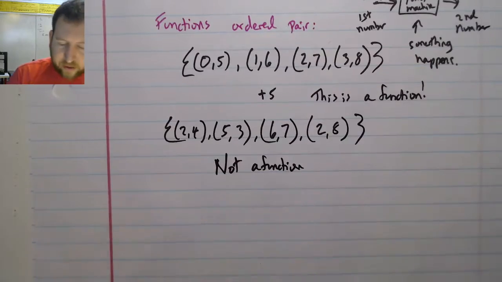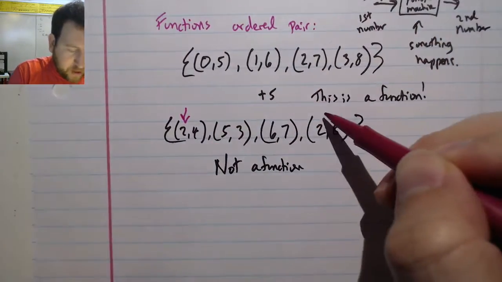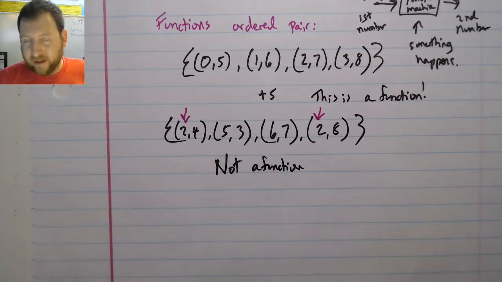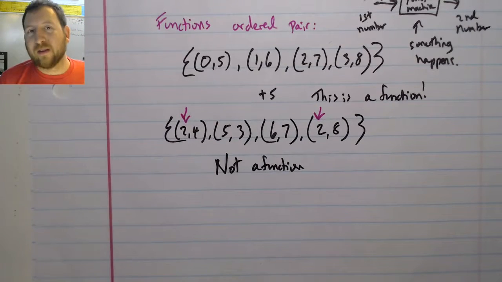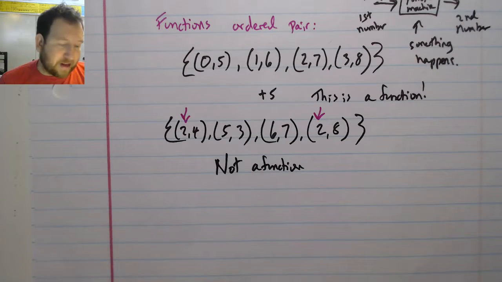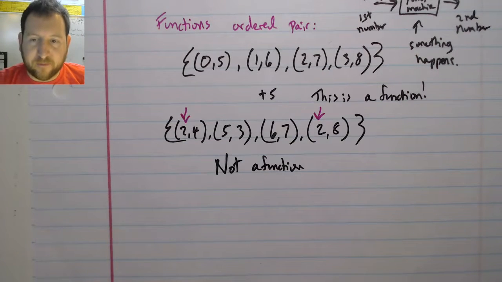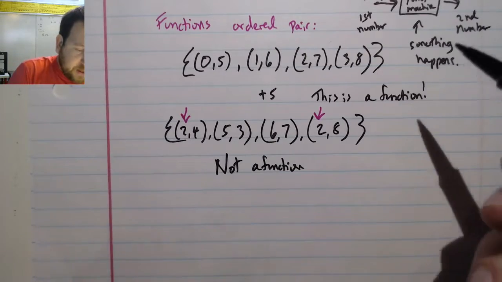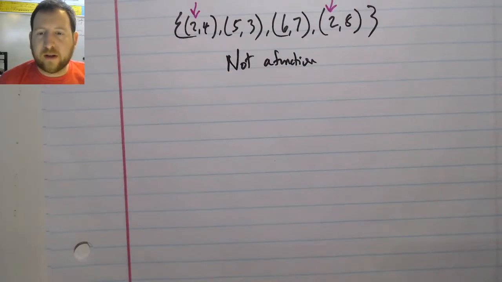I can see that here 2 leads to 4 and leads to 8. That's not possible for a function. So I can't do any of the other work with it because it is incorrect. If I put in a 2, I need to always get the same number in order for it to be a function.